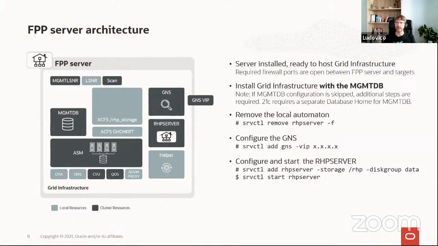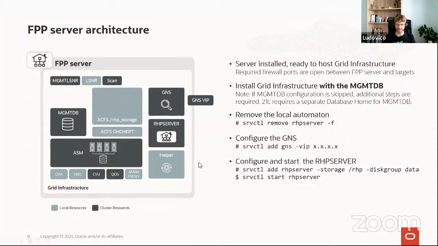Sorry, when I say RHP and FPP, actually it's the same thing. The problem is that Rapid Home Provisioning was the old name before 18C. Then with 18C, it has been renamed to Fleet Patching and Provisioning. So FPP and RHP are actually the same thing. It's just a new name. But in the commands and in the logs, the components still have RHP. That's why I say RHP instead of FPP sometimes.